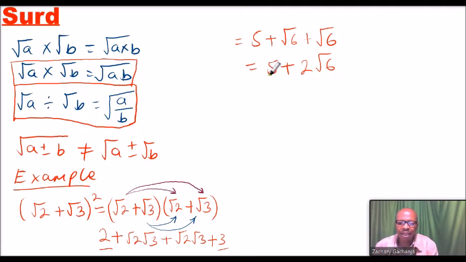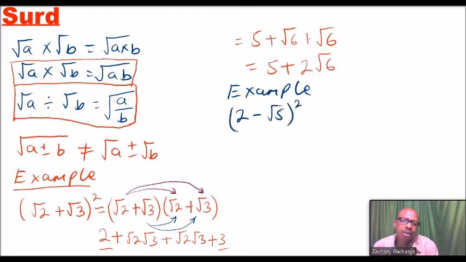Let's have another example. What about when we are given 2 minus the root of 5, into bracket, squared? Like we have done with the first one, the only difference here is that we have a minus, and this one is a whole number. So we can just expand the same way. So it is 2 minus the root of 5, times 2 minus the root of 5.